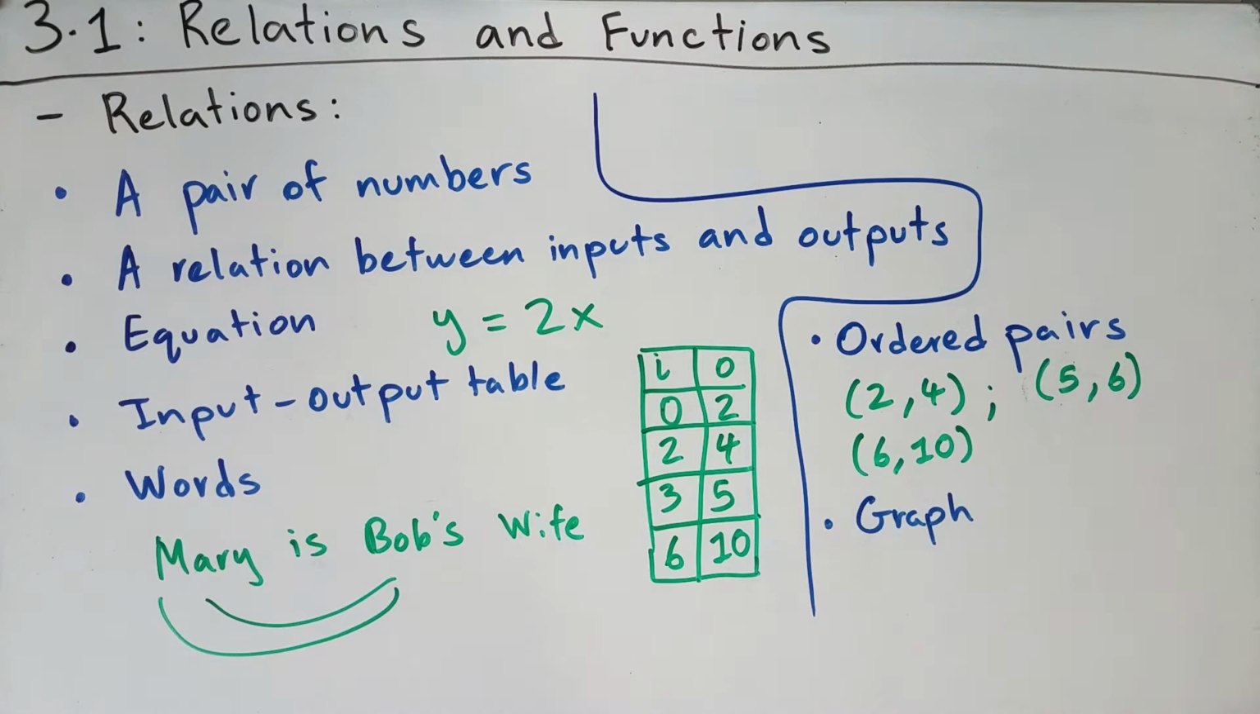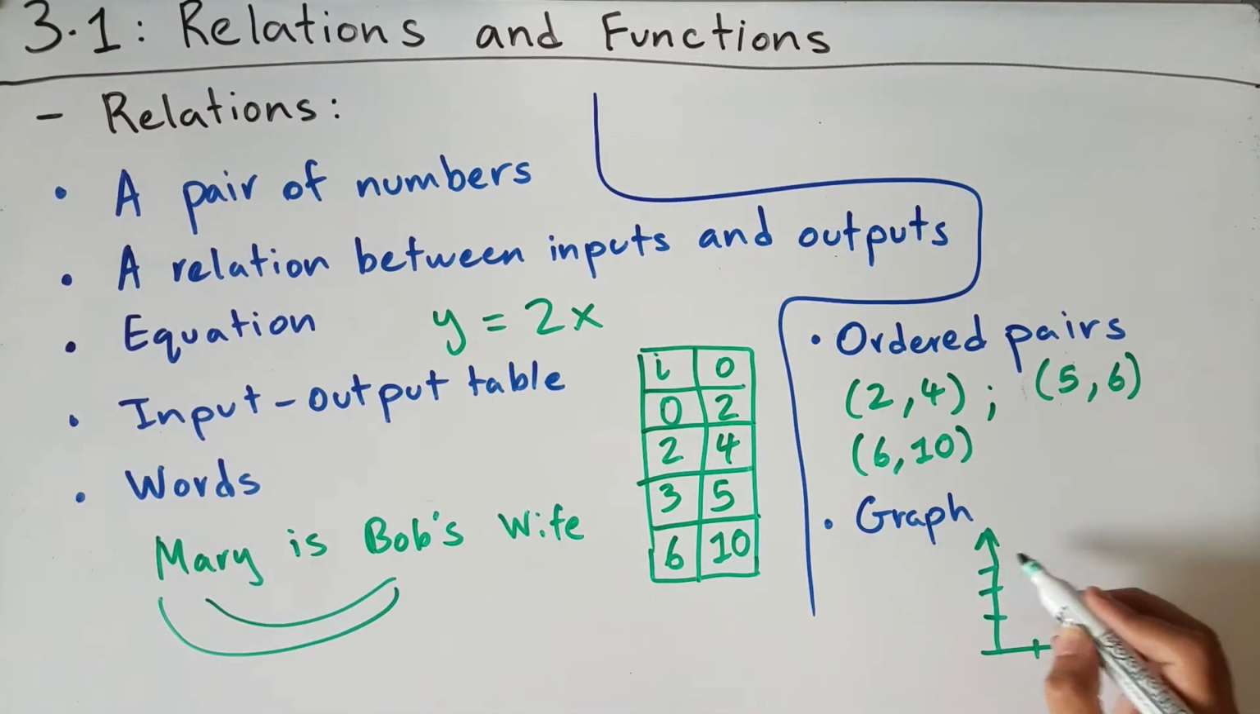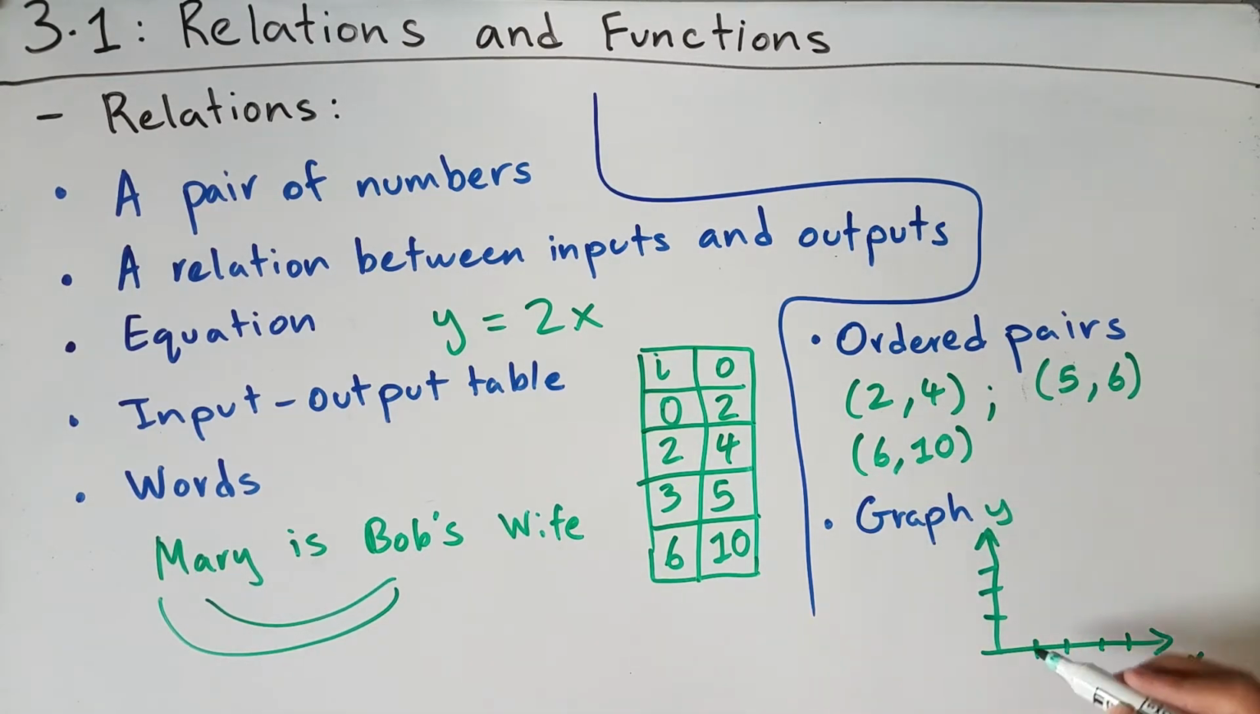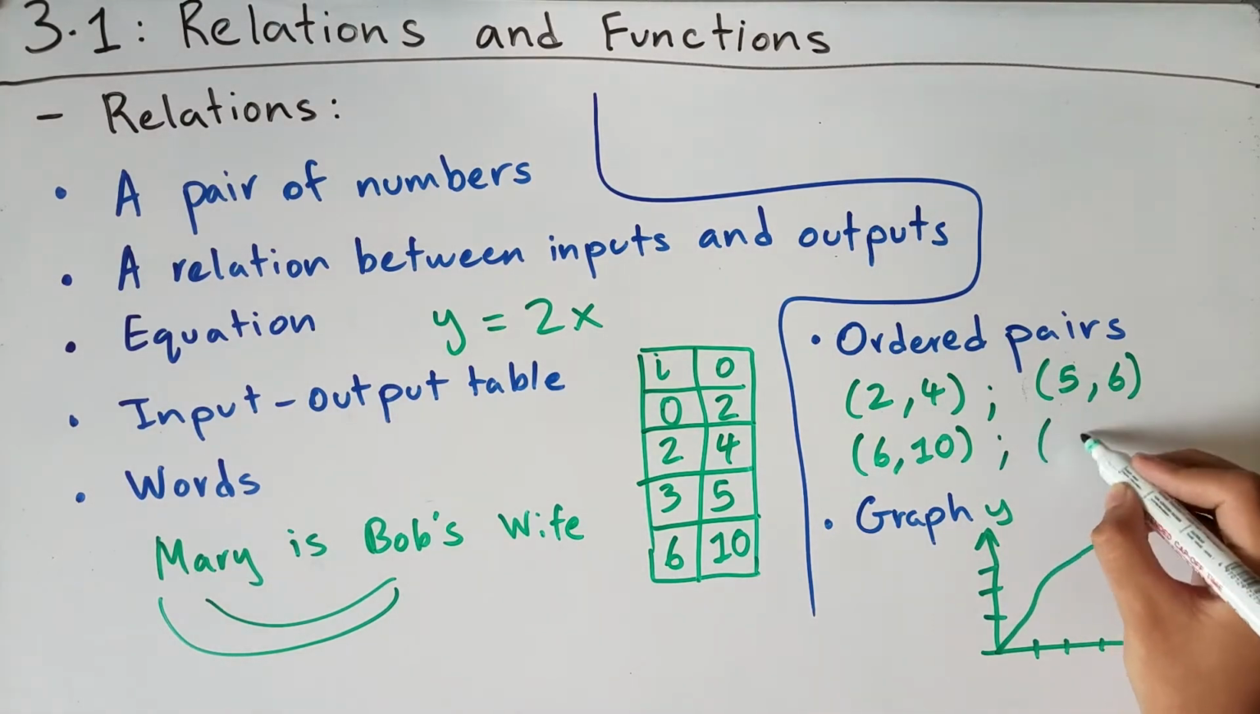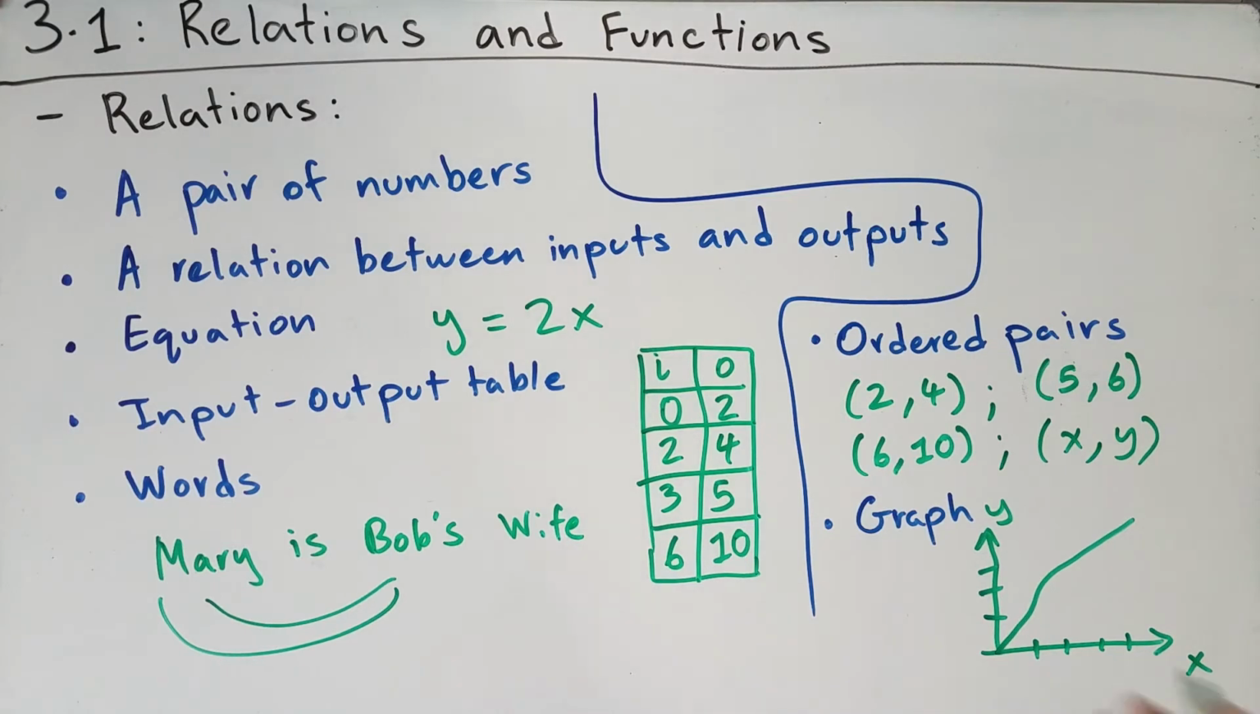And finally, you can also represent a relation as a graph. So you can make a plane on which you graph the input values over here and you graph the output values over here given by y, and you get some curve or line. Whatever you end up with would depend on the numbers that you got in your ordered pairs. So a graph also represents a relation. If we didn't know our values for x and y, our ordered pair would be x comma y. So these are the many ways in which you can represent relations.